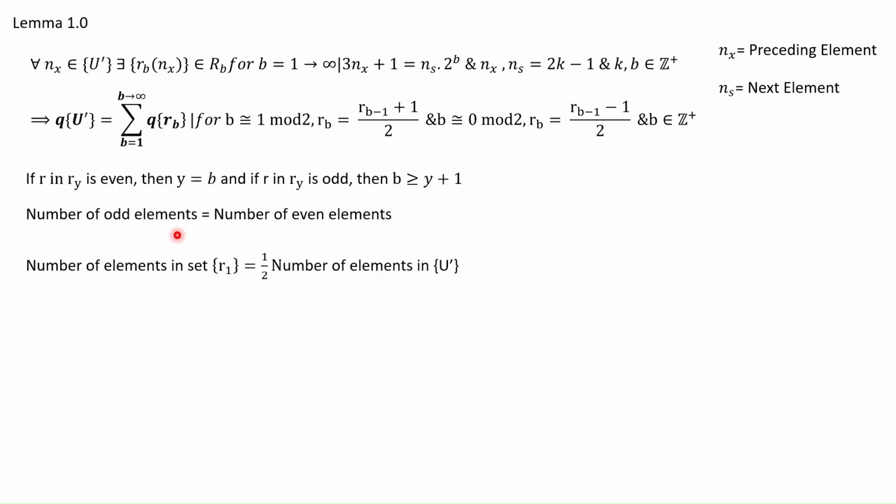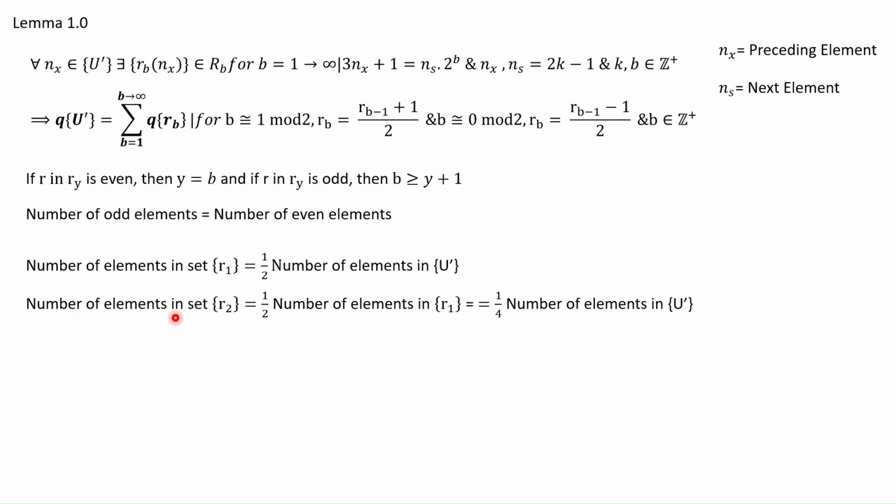Now what we are going to do is study the number of elements of all these sets. Say you have set R1. The number of elements in R1 is half of the number of elements in u prime, that is R0. The number of elements in R2 is half of the number of elements in R1, which is equal to 1/4 of the number of elements in u prime, and so on and so forth.